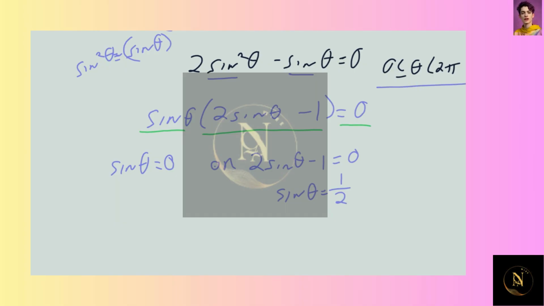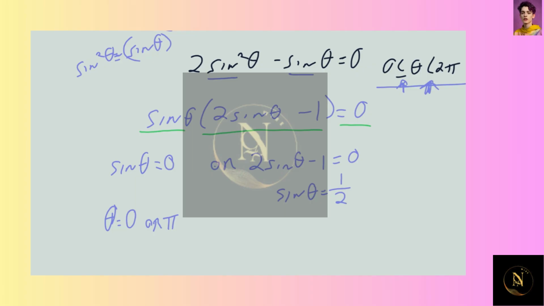Okay. Well, the sine of 0 is 0 and 0 is included, right? 2 pi is not included. Okay. So theta is 0, or pi, right? Or 2 pi, but again, 2 pi is not included because it's less than 2 pi.